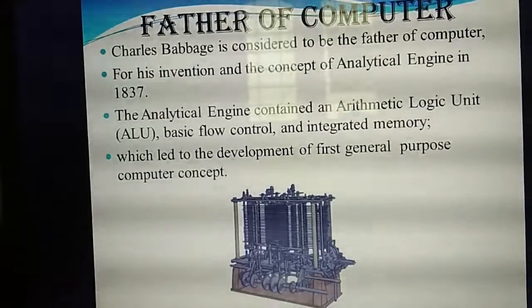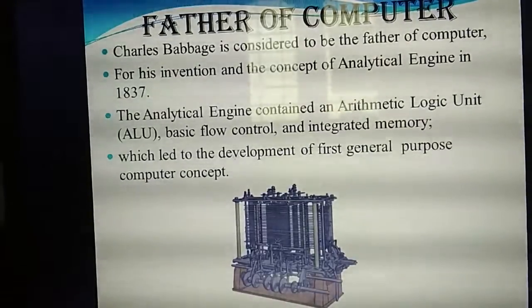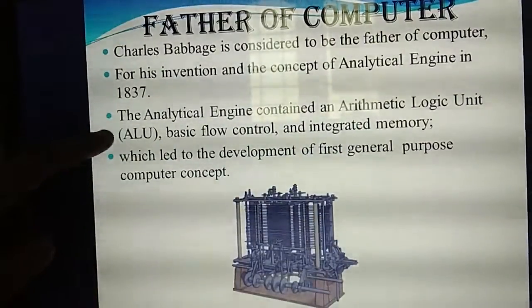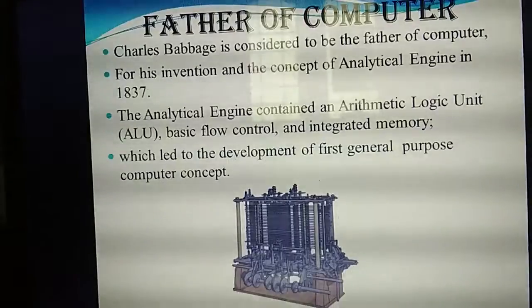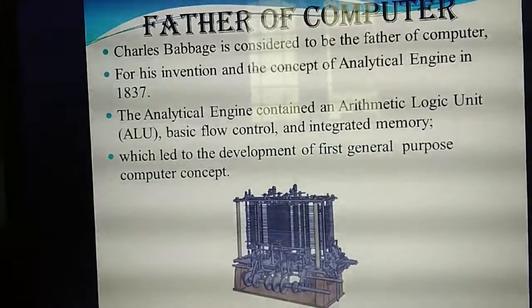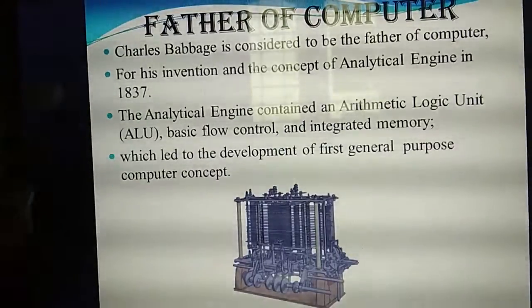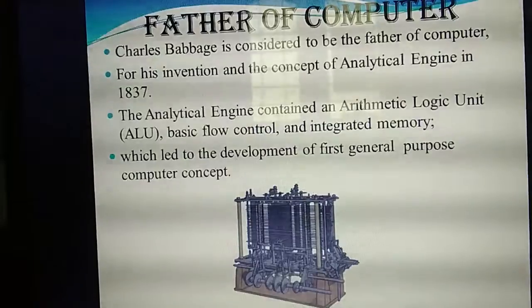So this analytical engine contains three important things. What are they? Arithmetic logic unit, which means ALU. What's the use of this arithmetic logic unit? That is mathematical calculation, like addition, subtraction. These are the things done by which one? ALU. These are things you have already studied in lower classes.